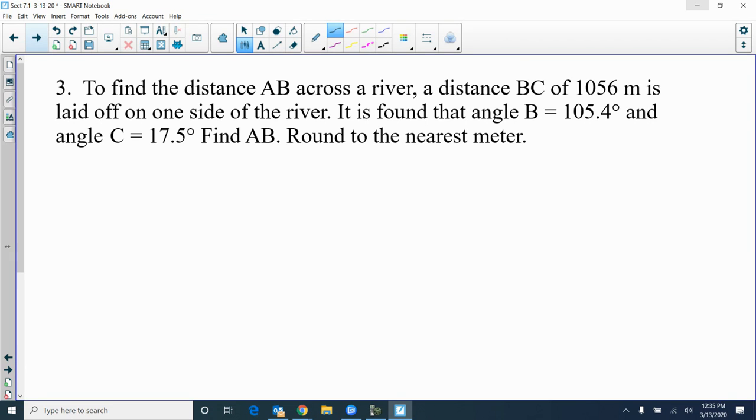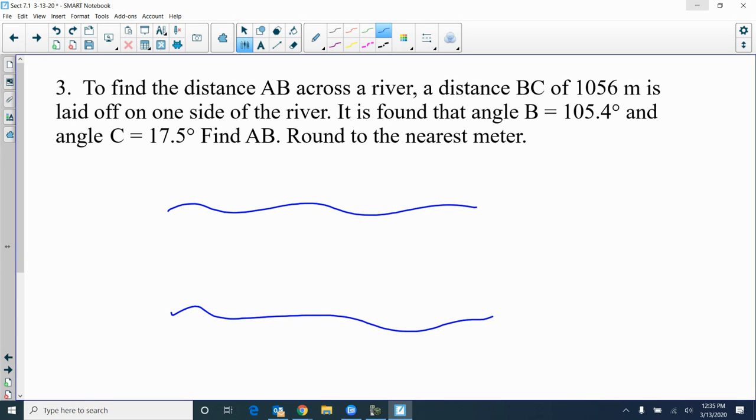All right, take a look at number 3. It says to find the distance AB across a river. These are one of the harder ones because you have to figure out how to draw it. That's part of what we need to go over. We want to find the distance AB. A distance BC of 1,056 meters is laid off on one side of the river, so B and C have to be on the same side. If it is found that angle B is 105.4 degrees and angle C is 17.5 degrees, find side AB.